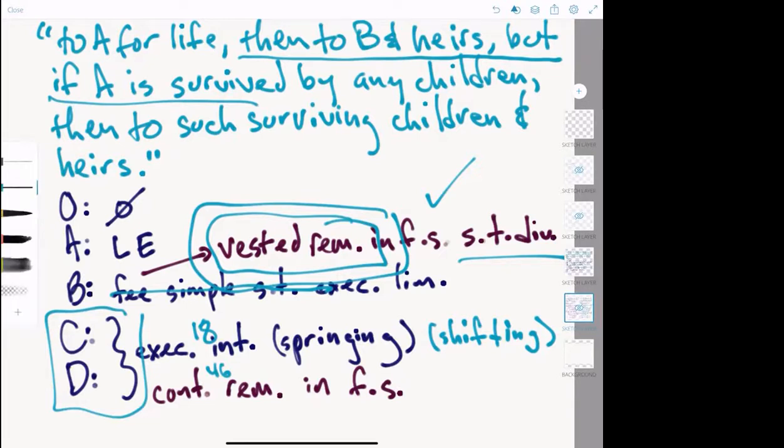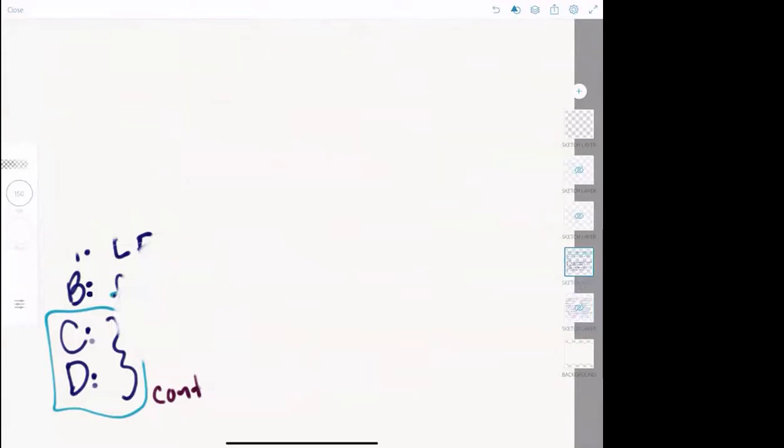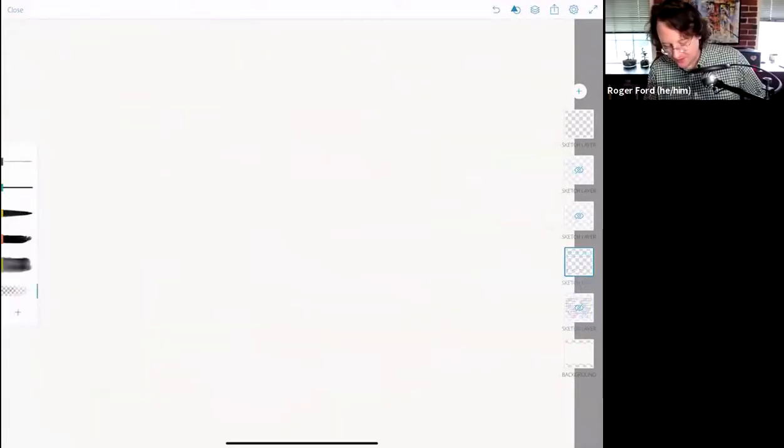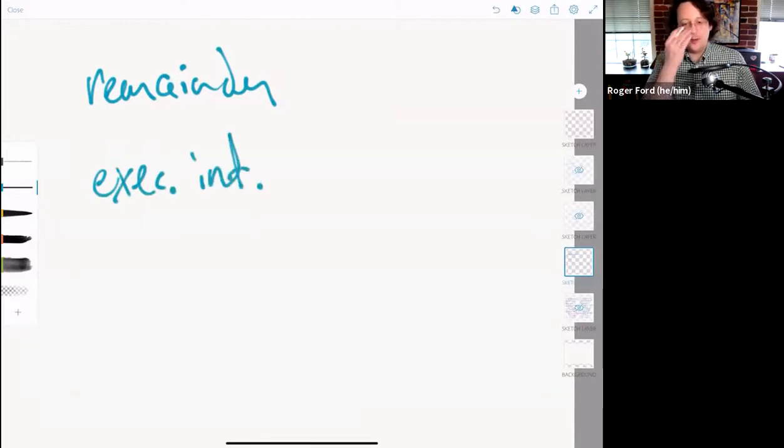Mr. Greenwald? It looks to me like it might be a springing executory interest since it's to Don Little if he survives his wife. So that's sort of the two big possibilities here, right? It could be a remainder of some kind or an executory interest of some kind. How do we determine which it is?